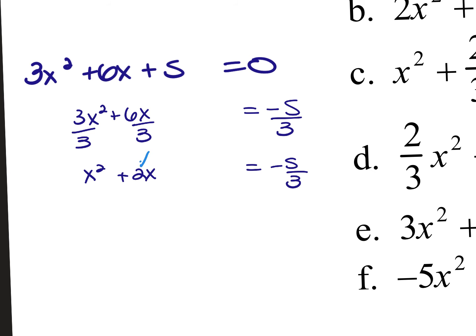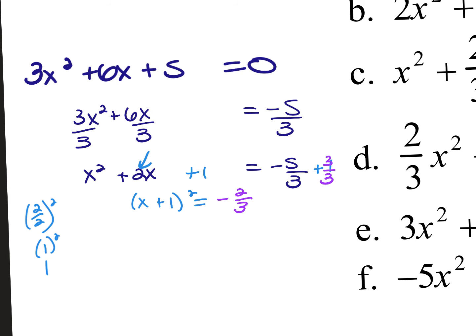Then I take that second term, which on tomorrow's test will not be even, so keep in mind. 2 divided by 2, square it. 1 squared, 1, add it here and add it here. So I factor the left, x plus 1 squared equals, this becomes 3/3, so negative 2/3. Then I square root it. I do the plus and minus.